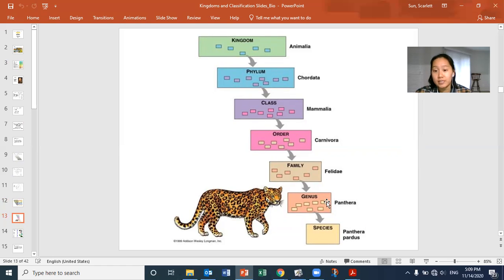And then we have the genus Panthera, because they're panthers technically. And then the specific species that they are is Panthera pardus, which means that the only kind of panther that can interbreed with the leopard is the Panthera pardus because of the same species. So even within the Panthera genus, there are individual species.